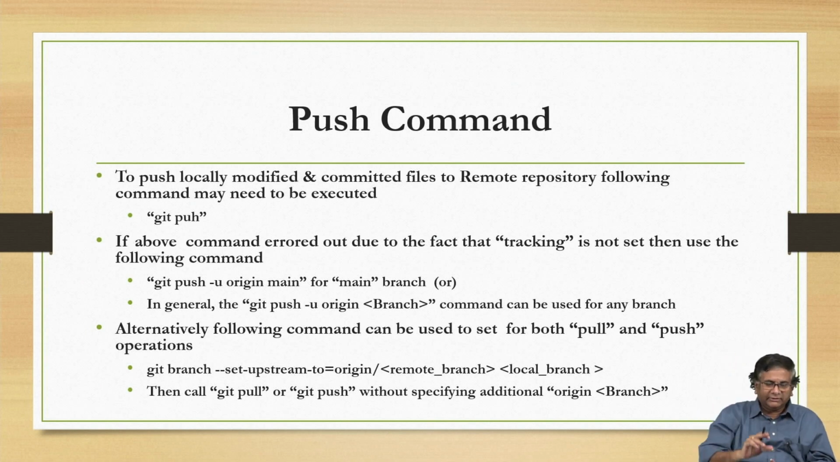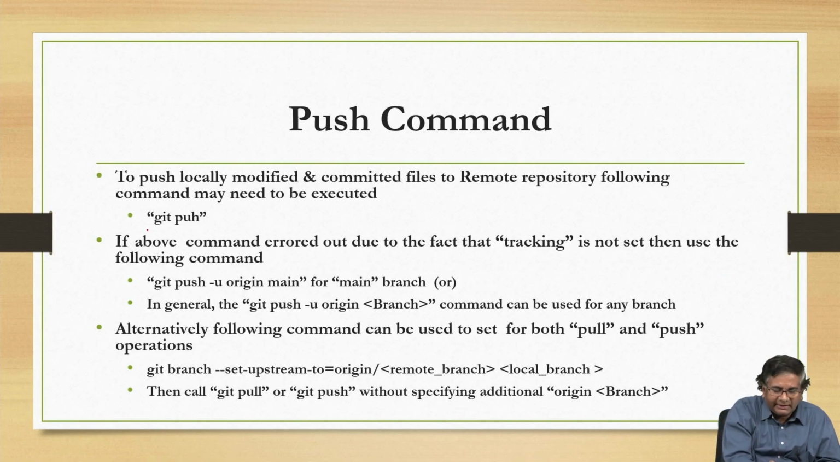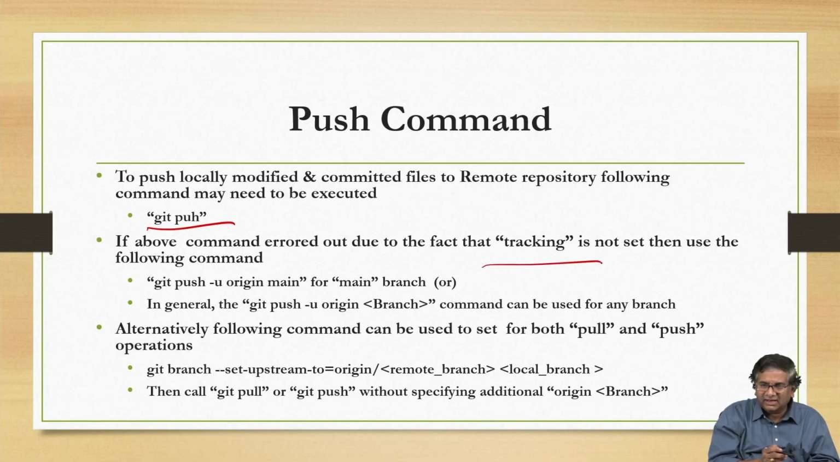So once you have GitHub, you can call git push. Similar to git pull, if the tracking information is not set, and tracking information is basically nothing but setting up the upstream, right? When it is not set, you have to call git push -u origin main. I mean, you can remove the minus. So git push origin main or git push origin branch, exactly similar.